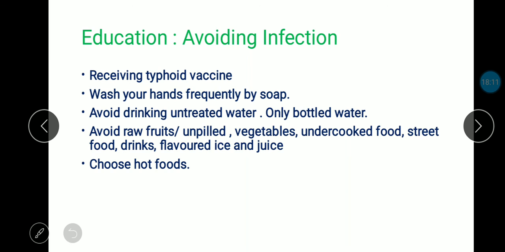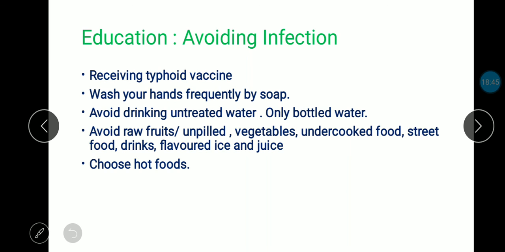Then next is avoid drinking untreated water. Only bottled water should be used for drinking purposes during the journey, as well as in household conditions, water should be clean and non-contaminated, because typhoid bacteria are spread through water and fecal contamination.